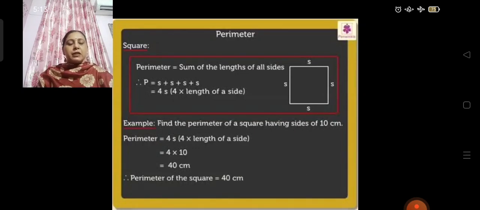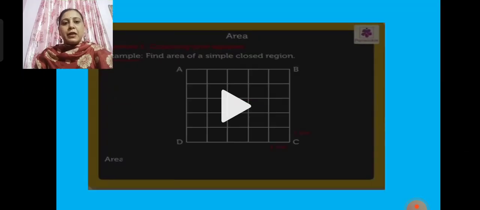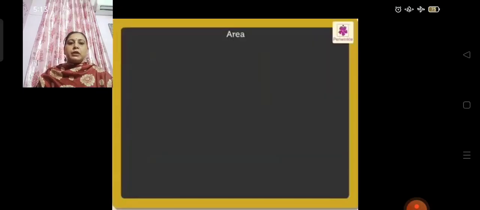So now next we will move to the next topic, that is area. Now to understand what is area, area measures the surface of a simple closed region.